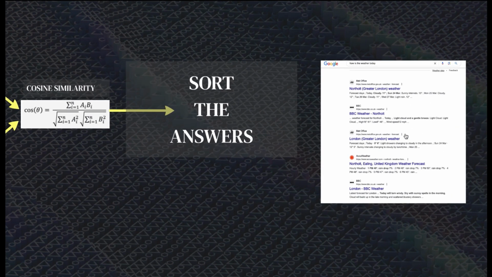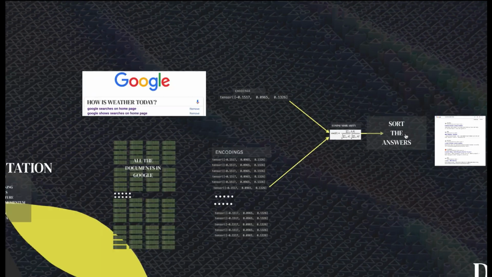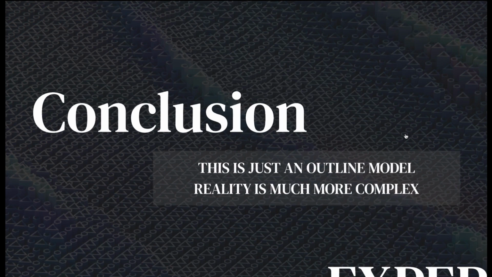So that's how, for any given query, Google is able to list the relevant documents that are available on the internet. So what is the conclusion? This is a simple model. In reality, it's much more complex. We have n number of data and we have data in different formats. So this is just an outline of how to recommend something on the internet.